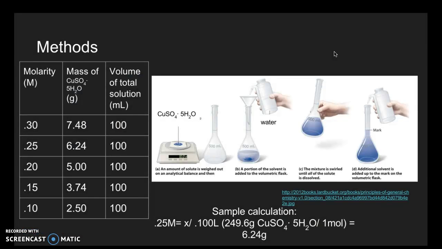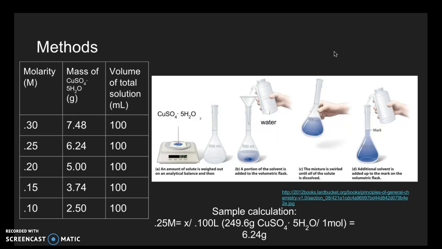Methods. 5 molar solutions are made. Specific amounts of copper sulfate pentahydrate are massed for different molarities. To make a 0.3 molar solution, 7.48 grams of copper sulfate pentahydrate is used. For 0.25 molar solution, 2.46 grams is used. For 0.2 molar solution, 5 grams is used. For 0.15 molar solution, 3.74 grams is used. And for 0.1 molar solution, 2.50 grams is used.